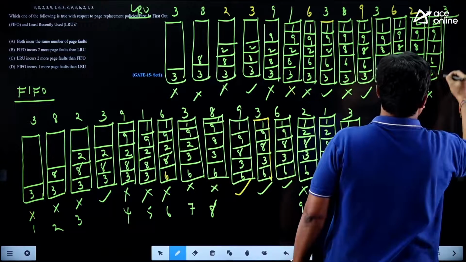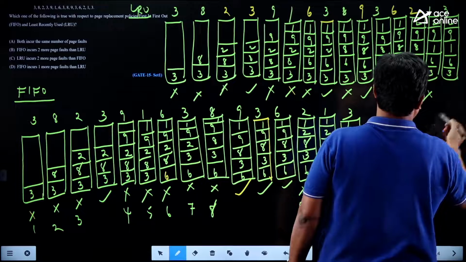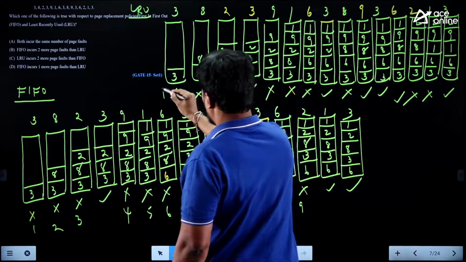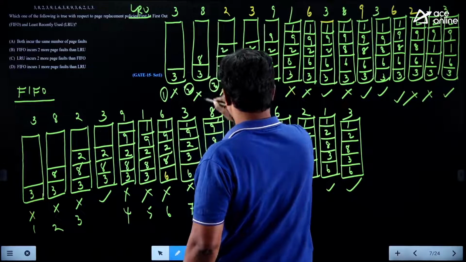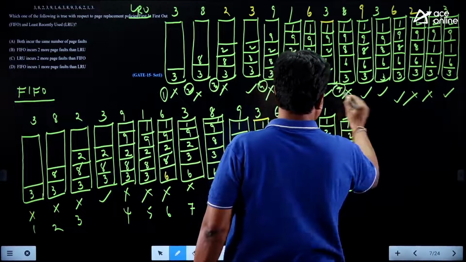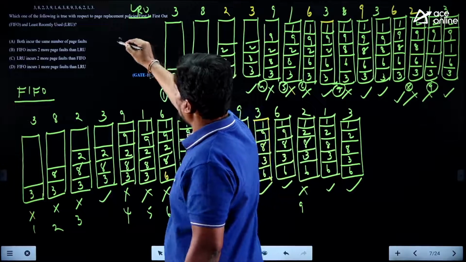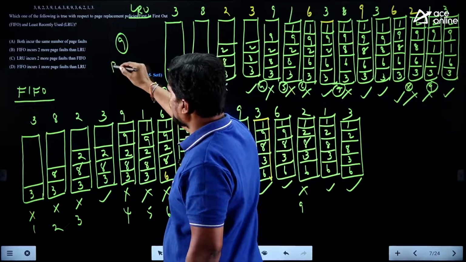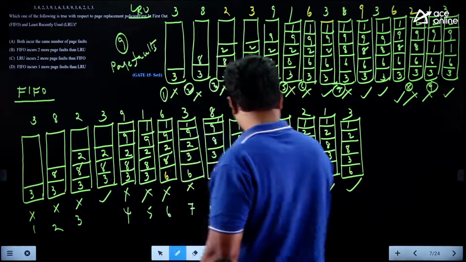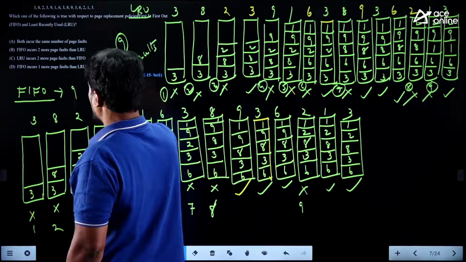And this is going to be a page hit. So 2, 9, 1, 6 and 3, which is going to be a page hit. So verify now how many page faults we have: 1, 2, 3, 4, 5, 6, 7, 8 and 9. So if you verify, LRU is resulting in 9 page faults and FIFO also resulted in 9 page faults.